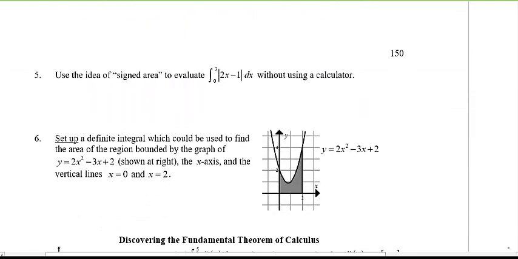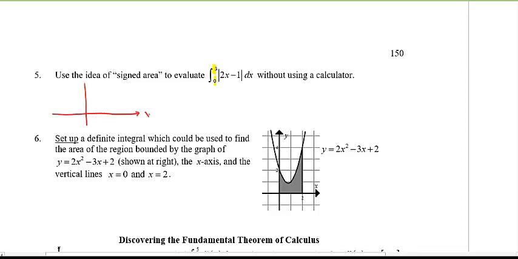How about number 5 now? We talked about the definite integral as signed area. So if I ask you to evaluate this definite integral, why is this called a definite integral again? Because I have limits here. Without using the calculator, what would you actually do? Well, can you draw a picture for me of the function absolute value of 2x minus 1?